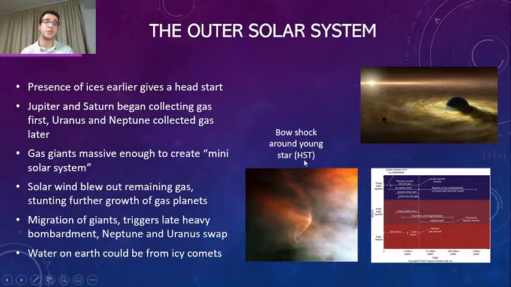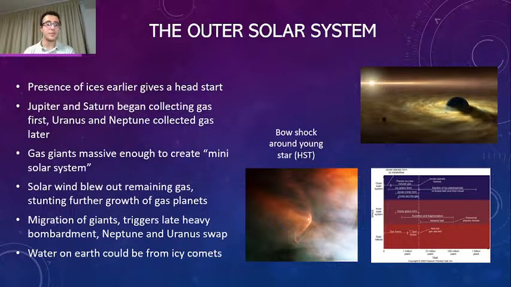And HST means Hubble Space Telescope. So that's the telescope that took a picture of it. So as soon as the fusion starts in the core of a star, it will then blow away the gases and you get kind of a bubble. And that will stop the growth of any of the gas giants. So this is why Uranus and Neptune are a lot smaller.